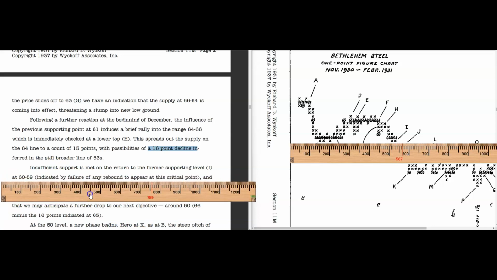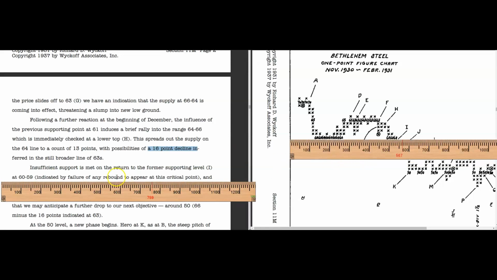Anyway, where was I? Insufficient support is met on the return of the former support level at 60 to 59. Indication by failure of any rebound to appear at this critical point. What is he saying? Oh, okay. When it tagged that level, did it move up or did it move sideways? That's the question. Did it react or did it go sideways?